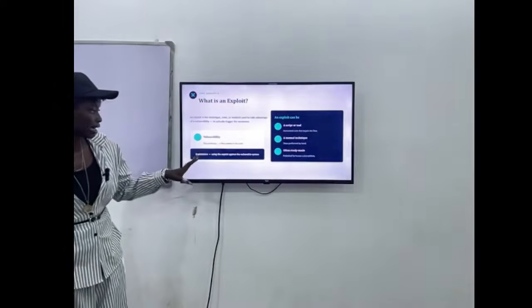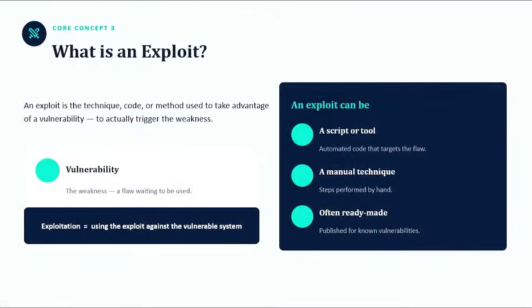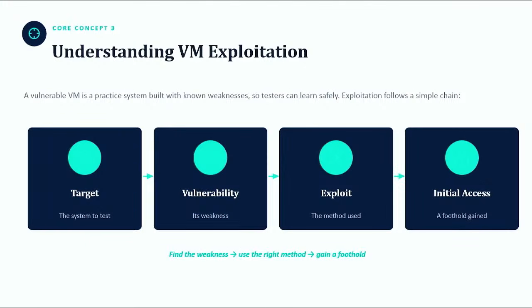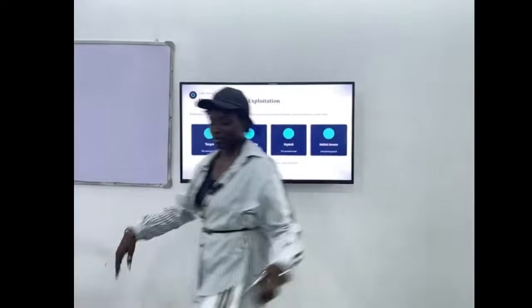Moving on, exploitation is using the exploit against the vulnerable system. So let's understand virtual machine exploitation. This is typically how it goes. You have the target, you have the weakness, which is the vulnerability, you have an exploit, the method used to enter into the system, and then you get a foothold into the system, your initial access, your first step into that system, and how you are able to move from there and do other crazy things.